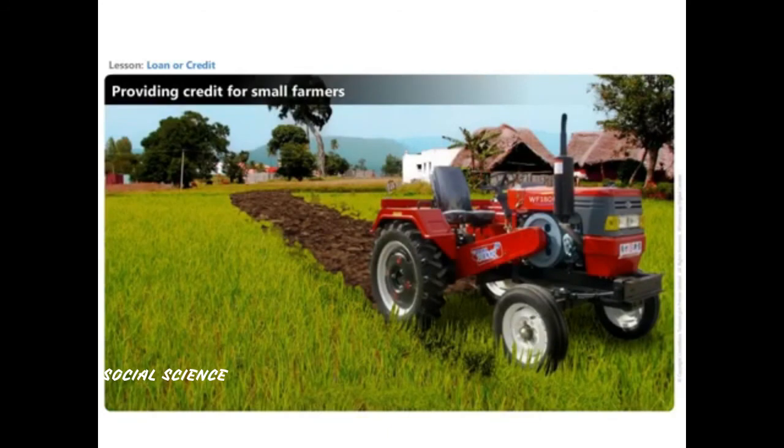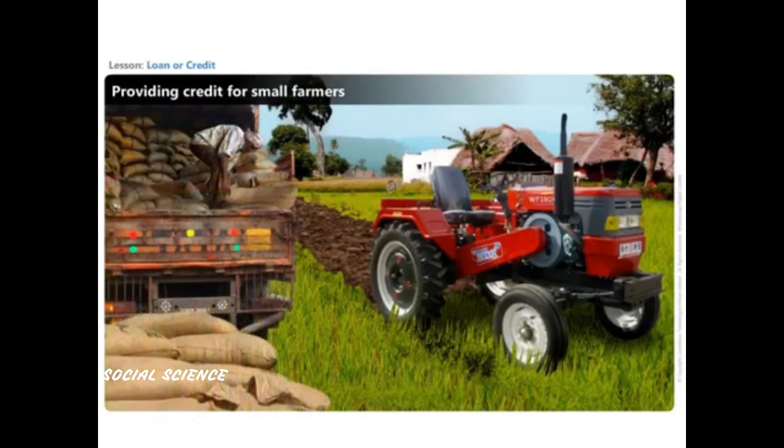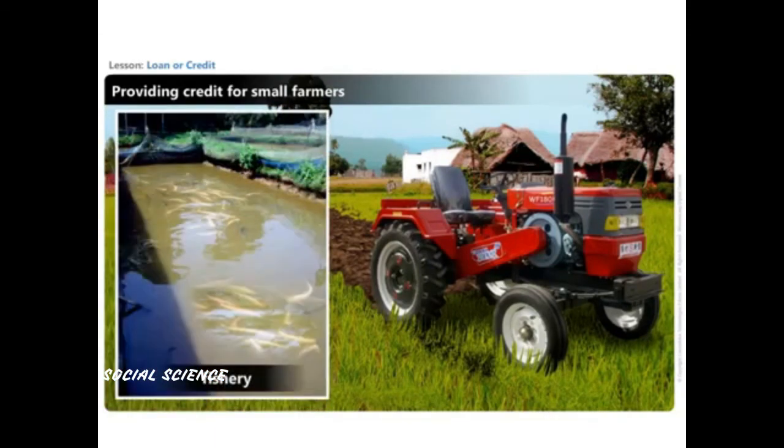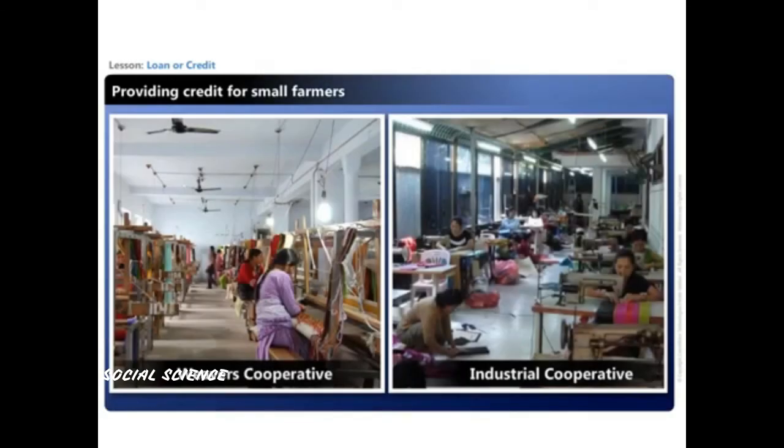Farmers' cooperative or Krishak cooperatives provide loan for the purchase of agricultural implement, cultivation and agricultural trade, fishery, construction of houses, etc. Several other types of cooperatives are also possible, such as weavers' cooperatives, industrial workers' cooperatives, etc.